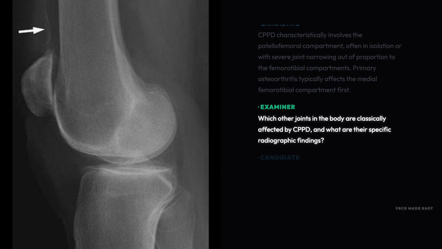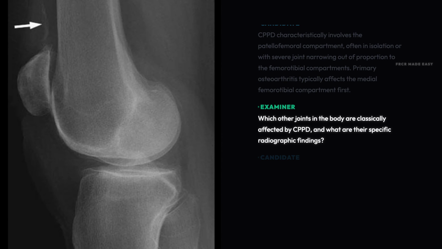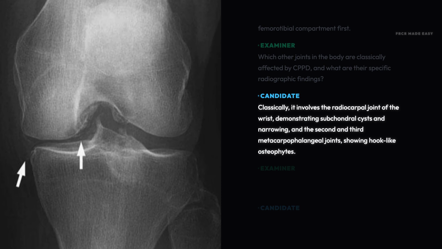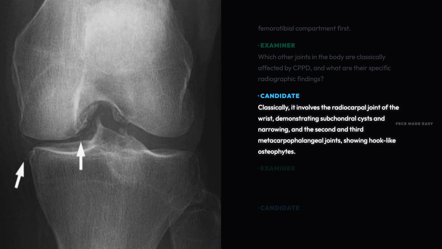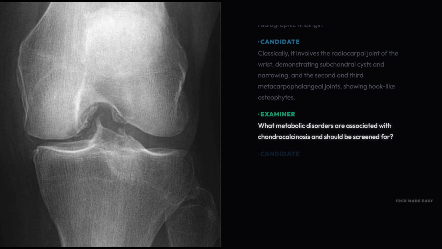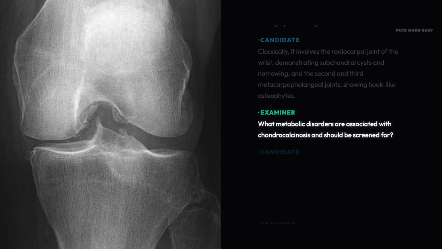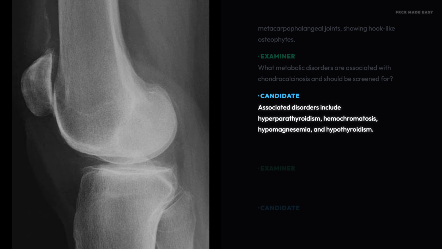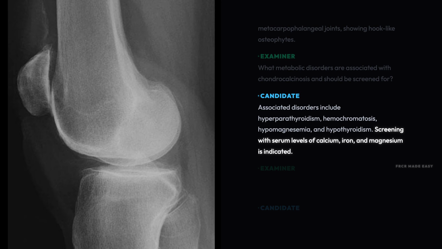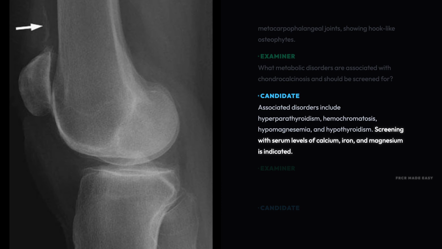Which other joints in the body are classically affected by CPPD, and what are their specific radiographic findings? Classically, it involves the radiocarpal joint of the wrist, demonstrating subchondral cysts and narrowing, and the second and third metacarpophalangeal joints, showing hook-like osteophytes. What metabolic disorders are associated with chondrocalcinosis and should be screened for? Associated disorders include hyperparathyroidism, hemochromatosis, hypomagnesemia, and hypothyroidism. Screening with serum levels of calcium, iron, and magnesium is indicated.